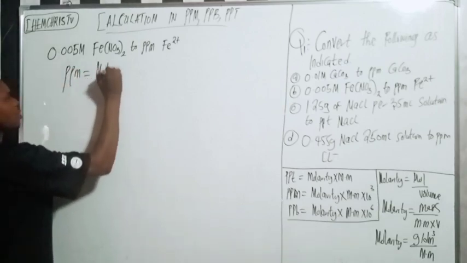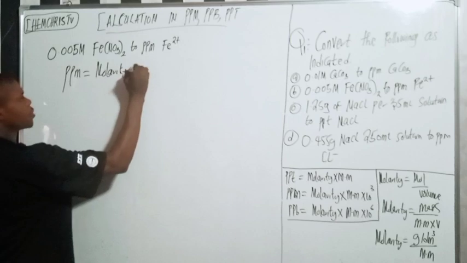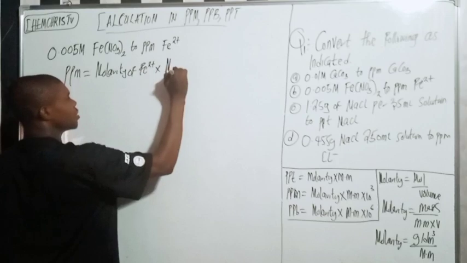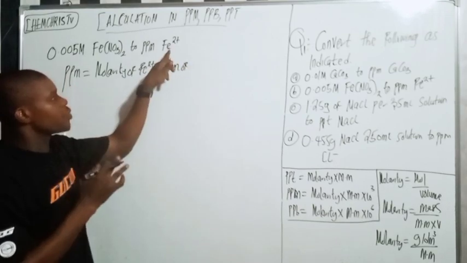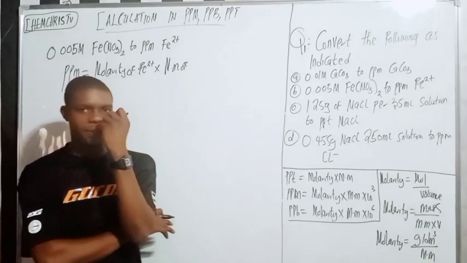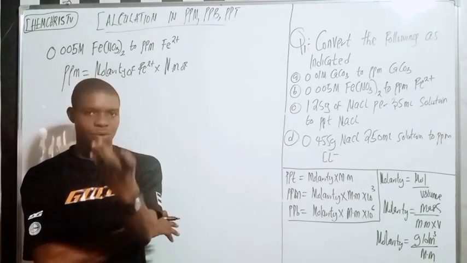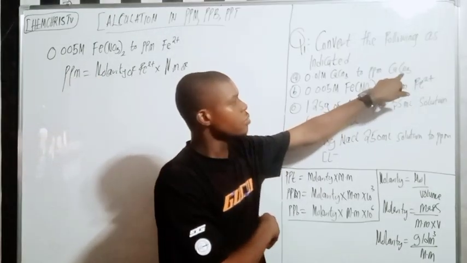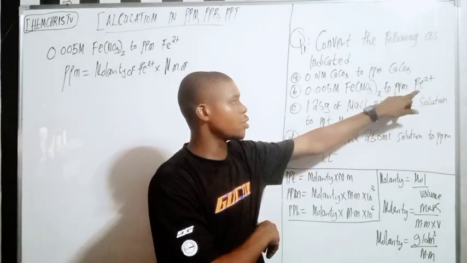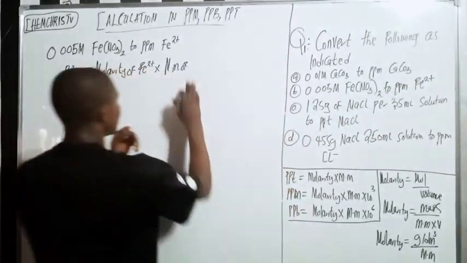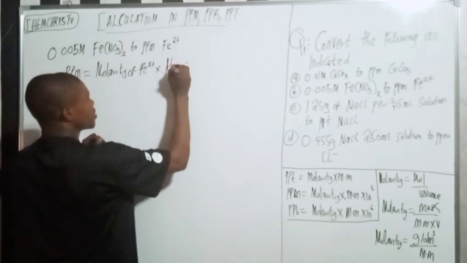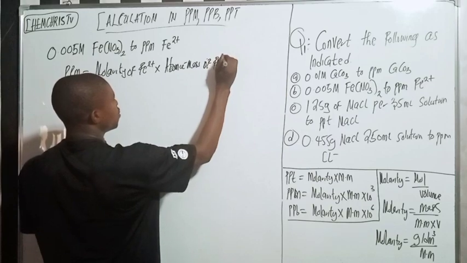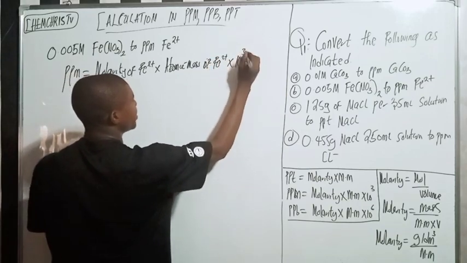I know that ppm is the molarity of Fe2+ times the molar mass. Now, because here we have Fe2+, it is not a molecule again, it is an atom. So you can say atomic mass. Here we have a molecule, that is called molar mass, but here it's going to be atomic mass. So it's going to be the atomic mass of Fe2+ times 10 to the 3, right?